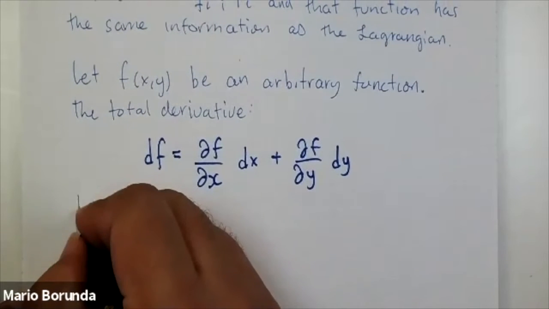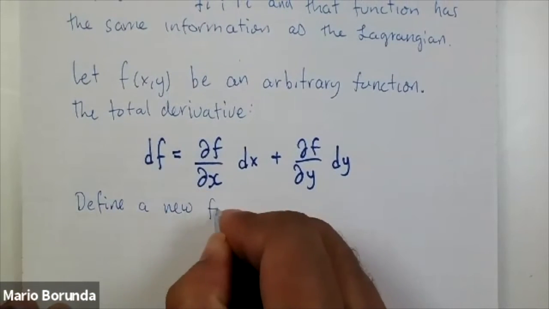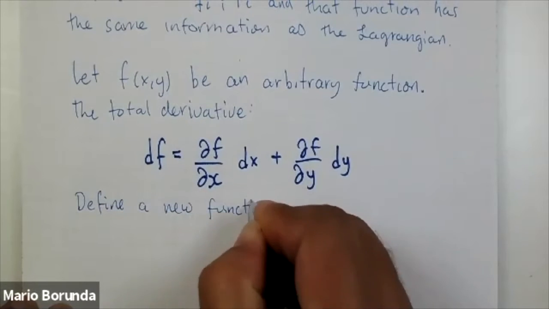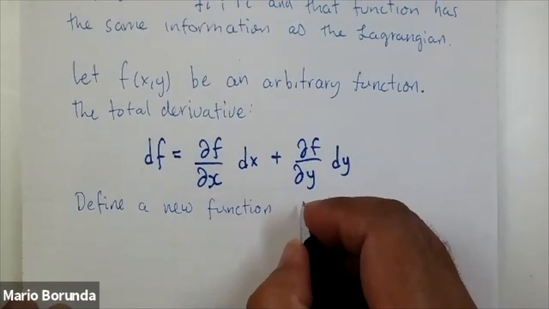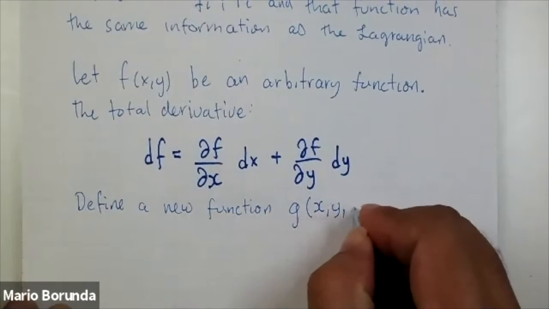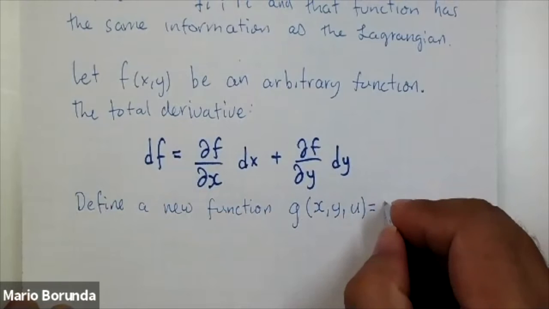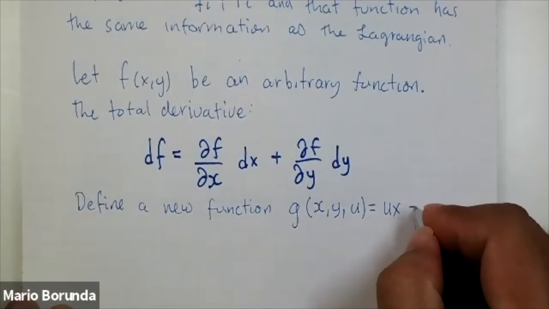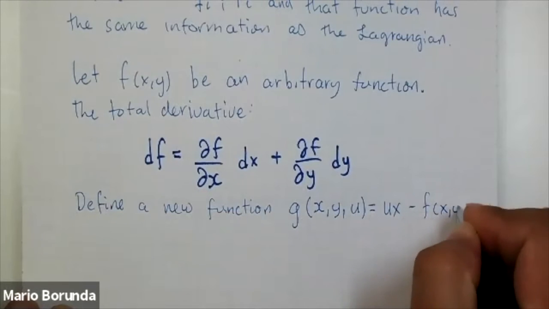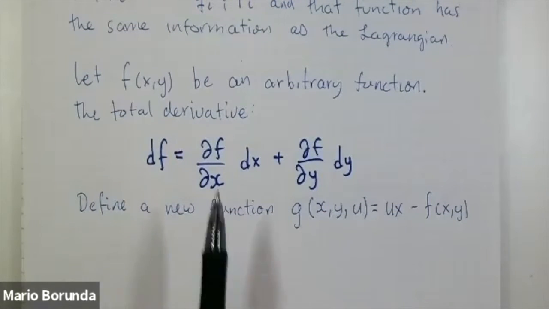Then we're going to define a new function. This one is going to be g, a function of x, y, and u, and it is defined by ux minus f of x, y. So now this one depends on three variables, x, y, and u, whereas f just depended on x and y.